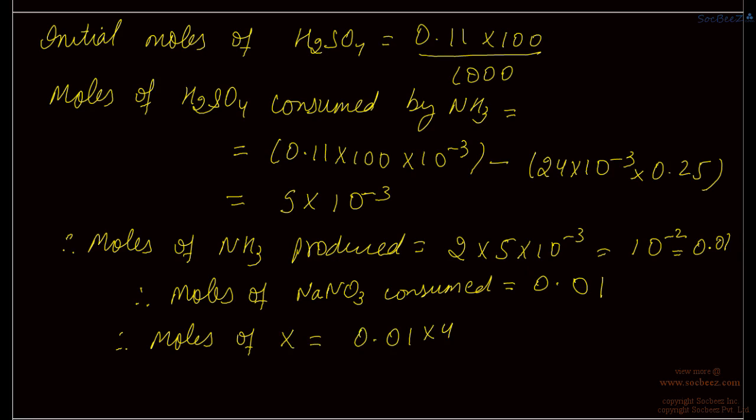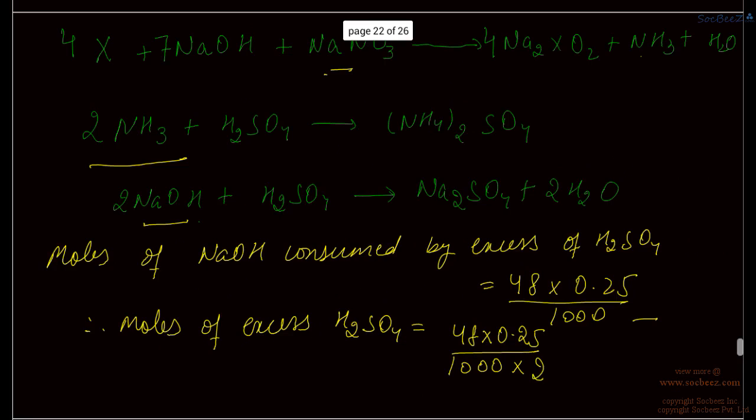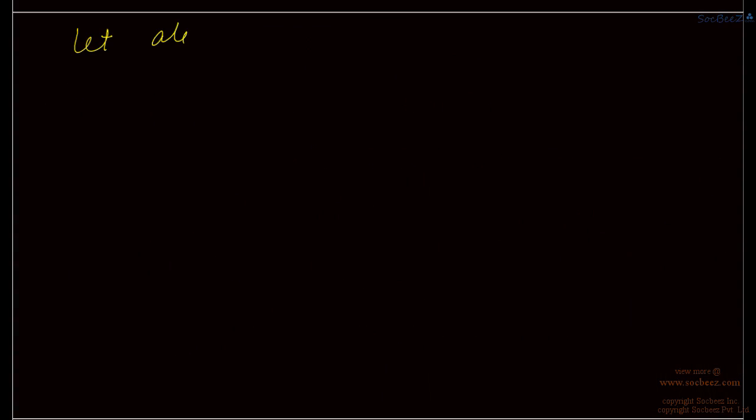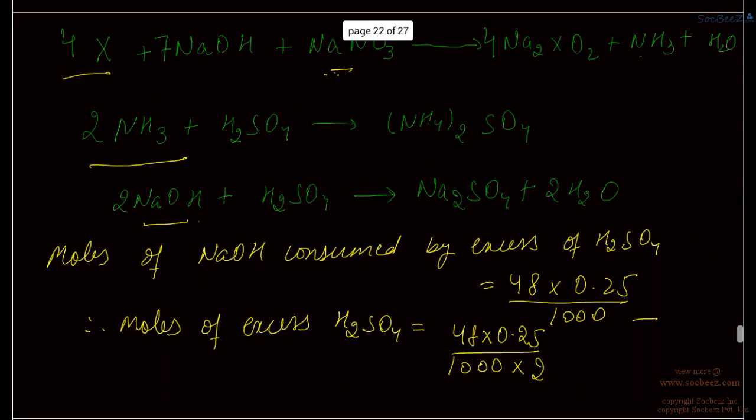Therefore, moles of X equals 0.01 into 4 equals 0.04. Because 4 moles of X react with 1 mole of NaNO3, they are always in 4:1 proportion. So whatever amount we take for NaNO3, we will have to multiply it with the factor 4 to get the required amount of X. Hence, the moles of X is 0.04. Okay. So, let the atomic mass of X equal a gram per mole.